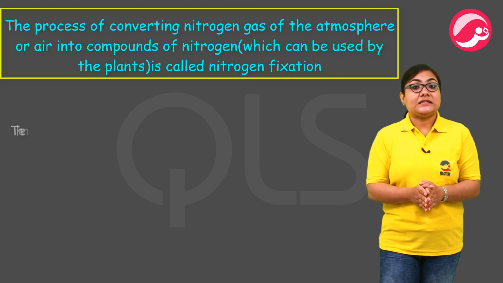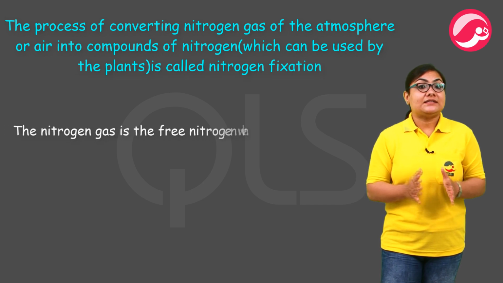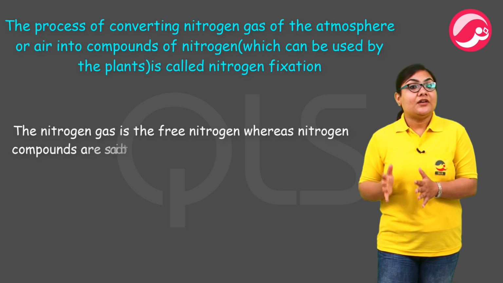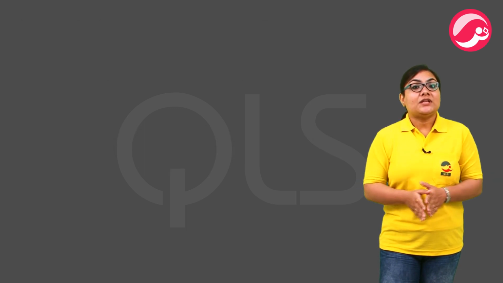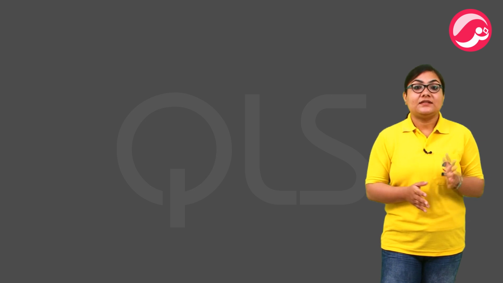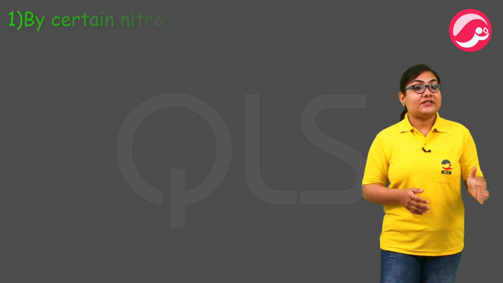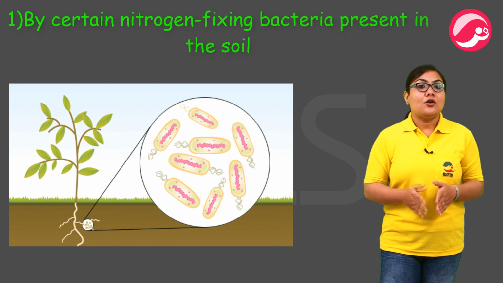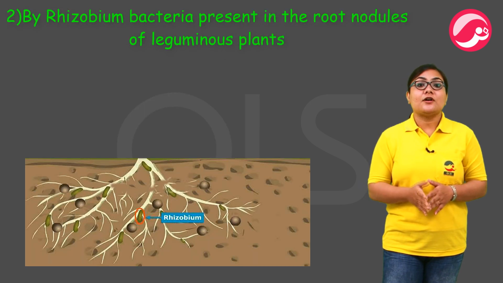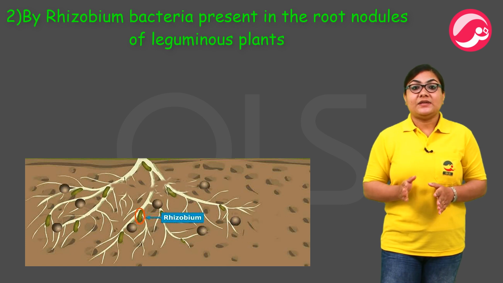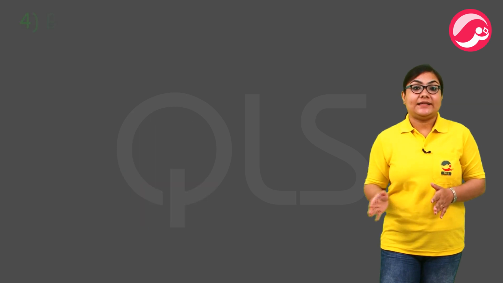The nitrogen gas is the free nitrogen, whereas nitrogen compounds are said to be fixed, that is converted into nitrogen compounds. The nitrogen gas of atmosphere can be fixed, number 1, by certain nitrogen fixing bacteria present in the soil, or number 2, by rhizobium bacteria present in the root nodules of leguminous plants such as peas. Third, by blue-green algae, or fourth, by lightning.